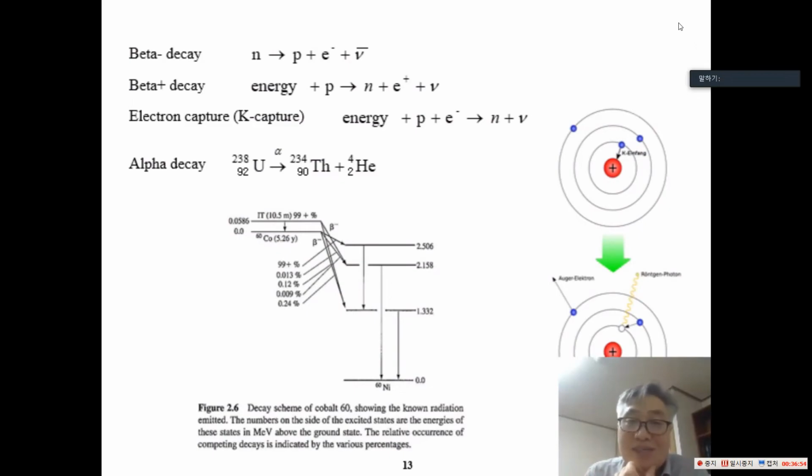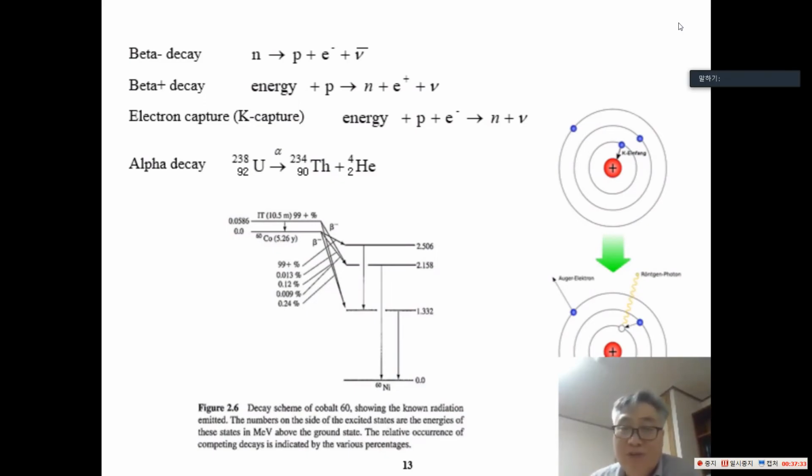And electron capture is the right-hand side figure, where the nucleus captures the innermost orbital electron. That means the electron is absorbed in the nucleus, and then it merges with a proton and becomes a neutron. So when electron capture happens, the number of protons is reduced by 1 and the number of neutrons is increased by 1. Okay?